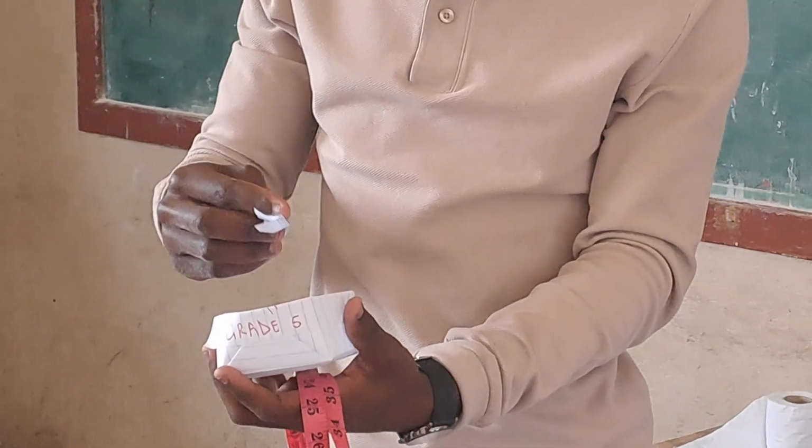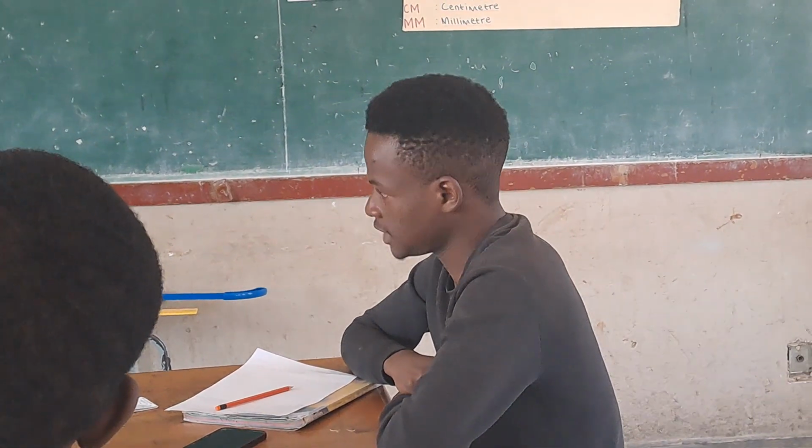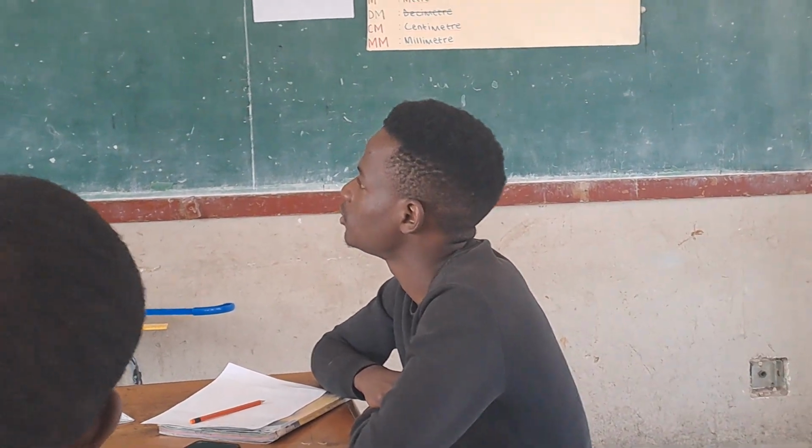Let me use my name stick. So why don't we rely on a human's body to measure length? Because we are not equal. Exactly. Anyone to try? Anyone to give his or her own opinion? Chabalala? We won't always get the exact length. Exactly. You won't get the exact length.